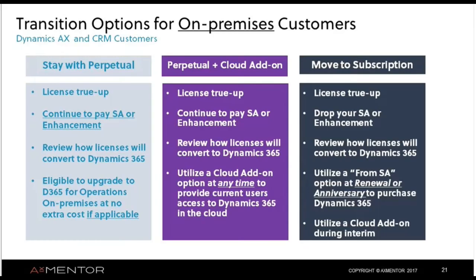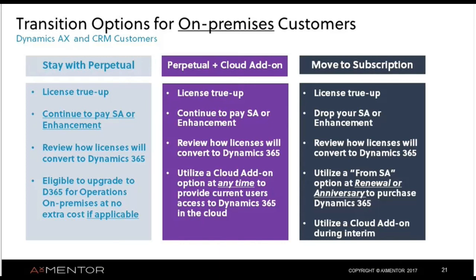So from a high level, these are your transition options for customers who are on premises looking to go to the cloud. This first option is for those folks that would like to go from on-premises AX or CRM to, well, I guess I should just say AX, to on-premises operations. More or less what you would do with that is, as a customer who is current on their enhancement and/or software assurance, you are eligible to upgrade at no cost to that on-premises operations. It's part of your existing license rights. I would say at no cost if applicable, because if you need extra licenses, you might need to pay for them.